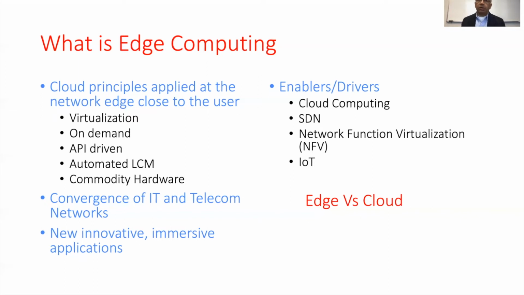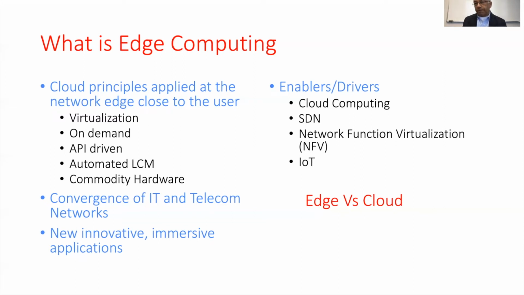Right now, if you look at it, around 10 to 15% of the data is processed outside the cloud. What it means is the rest of it is processed inside the cloud. But that trend is slowly changing. The prediction is that in the next 3 to 5 years, more than 80% of the data is going to be processed outside the cloud.